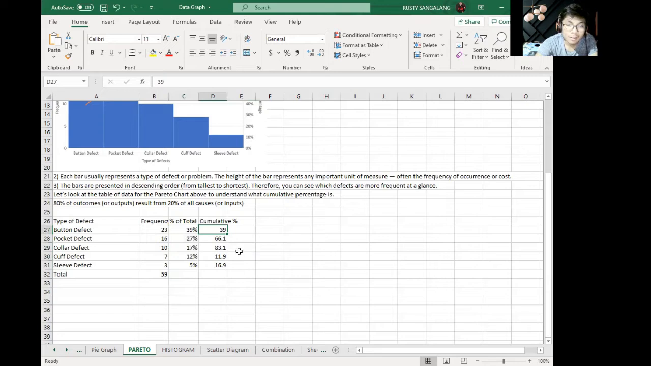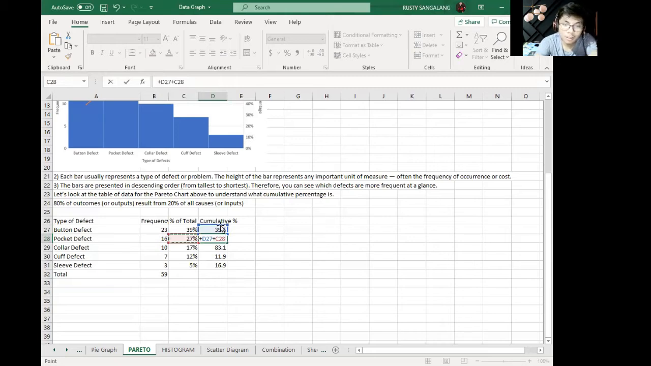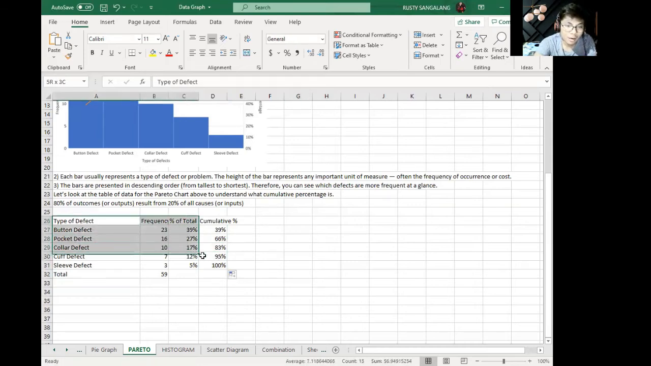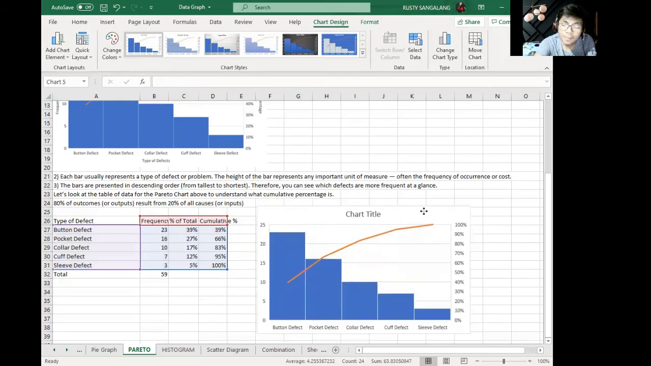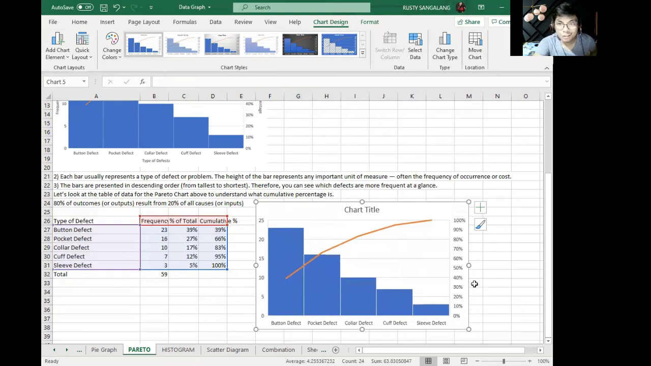And then ang gagawin naman natin for the cumulative is the cumulative sum of our percentage. So for the first one, you have 39% and add the cumulative and the percentage for total. So drag lang natin siya until sa dulo. And then we have to select our data, insert Pareto. So as we can see, we have now the Pareto chart.